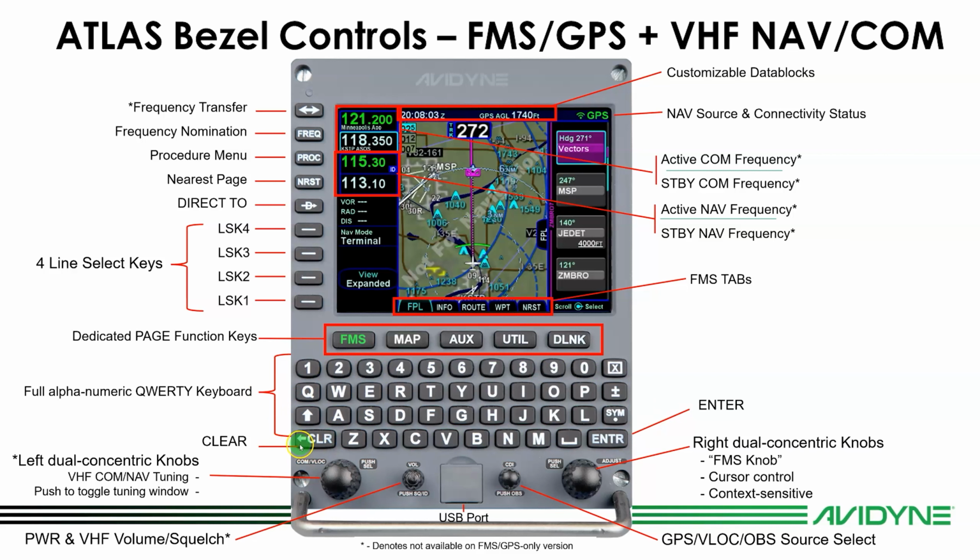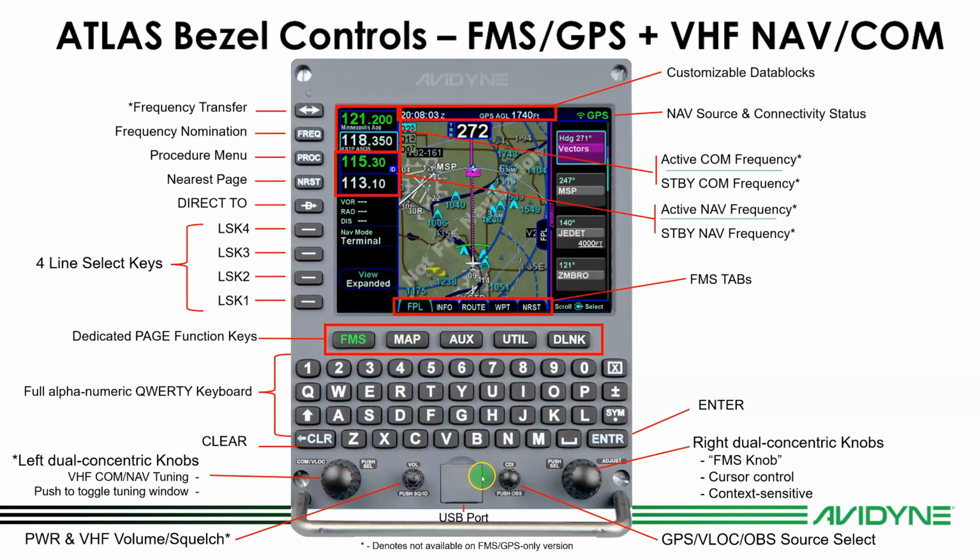Here's your clear key. The left dual concentric knobs are for controlling the COMM and NAV frequency input. And if you're tuning a remote transponder, you can actually tune the transponder through here as well. The next button here is your volume and your squelch for your VHF radio. It is also push and hold to turn off the power. Here's the USB port under this cover. That is where you update your nav data and your charts, etc. And software updates as well.